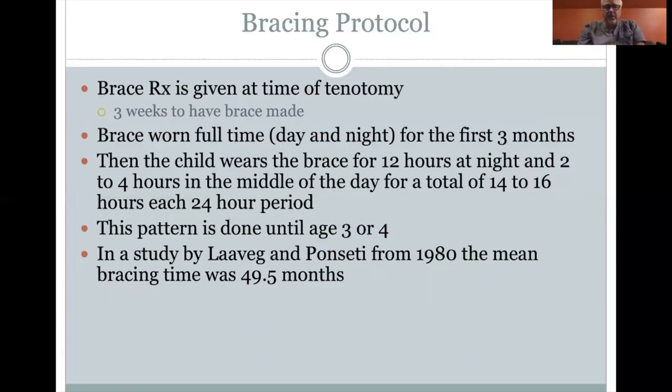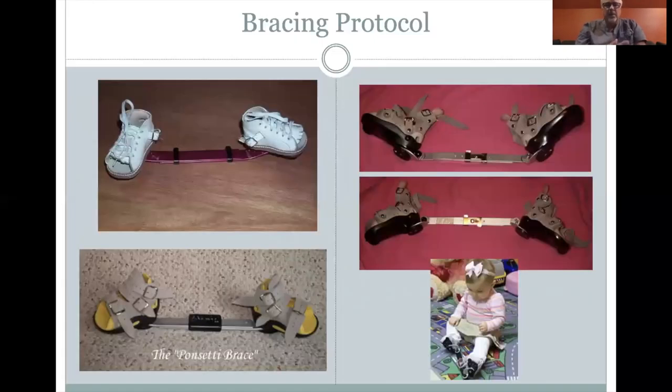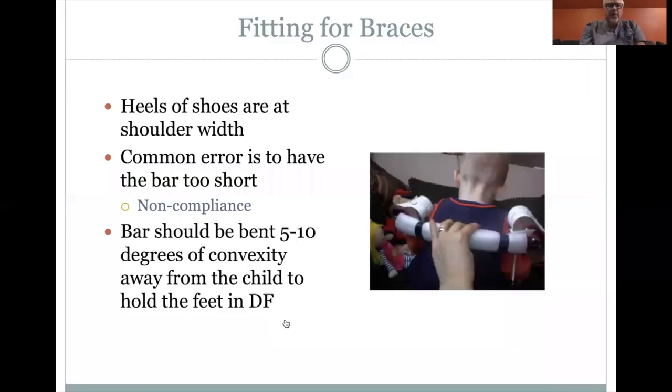There are several different types of braces that are used. There are abduction bars. And I like the Ponseti brace myself. That's my preference. There are some bars, like the Dobbs bar, which allows the kids to kick. But I like this Ponseti brace. I like the shoes. They're easy for getting the kids in and out of. It really allows you to lock the heel back and down. You can adjust the position of abduction also on them.